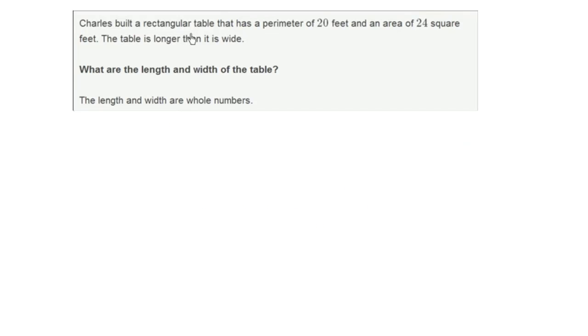Charles built a rectangular table that has a perimeter of 20 feet and an area of 24 square feet. The table is longer than it is wide. What are the length and width of the table? The length and width are whole numbers. So it's longer than it is wide. Let's draw this table here. The table might look something like this.